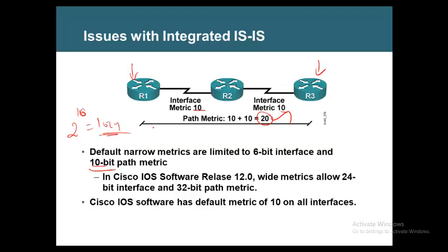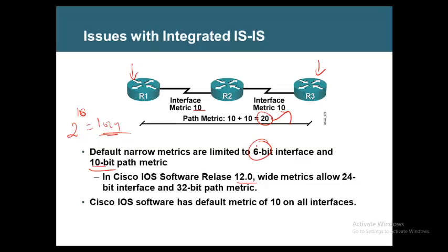But you have an option in Cisco. Almost all router today is 15 plus version. We don't have 12.0 version anymore. Those things are very old. So you can go and increase this bit from 6 to 24. That is what called as wide metric.